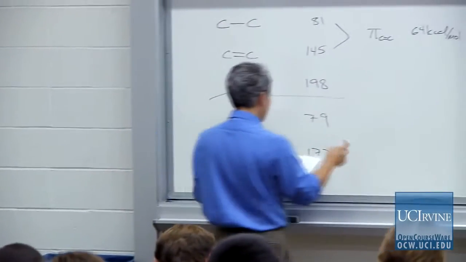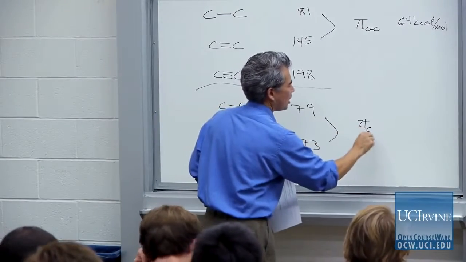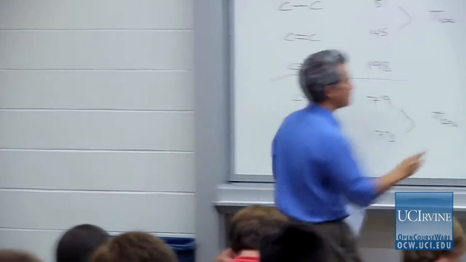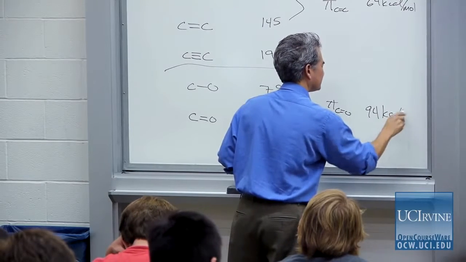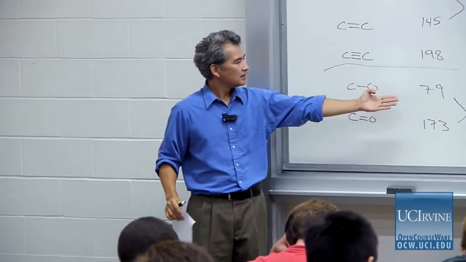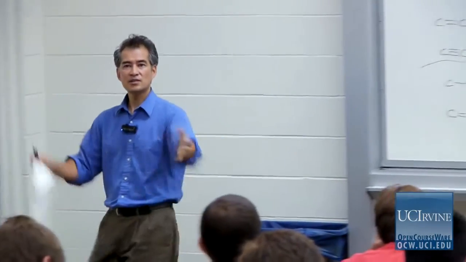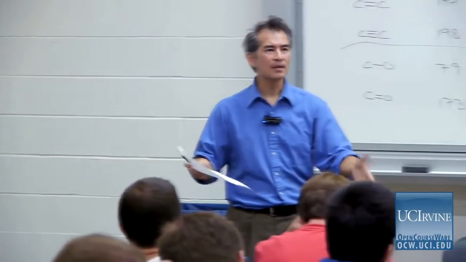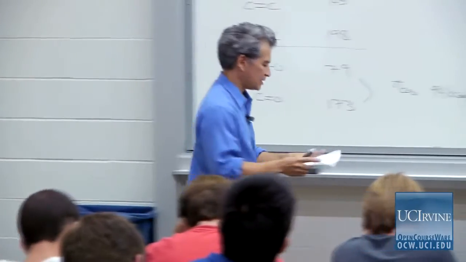Okay, let's look at carbon-oxygen pi bonds. The strength of this pi bond between carbon and oxygen is the difference here. And now we're talking about 94 kcals per mole. That's stronger than a single bond. The carbon-oxygen pi bond, that second bond, is stronger than the first one that was there. This is considered a strong bond. You want to look for reactions that form carbon-oxygen pi bonds. Reactions that form carbonyl groups will tend to be thermodynamically favorable.